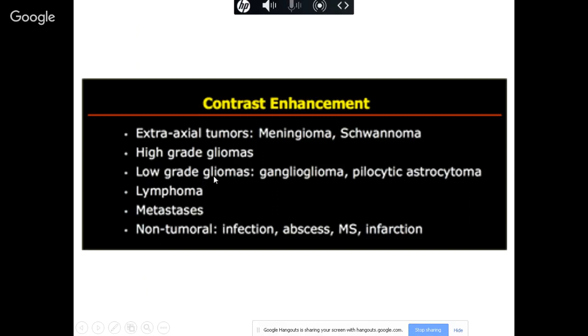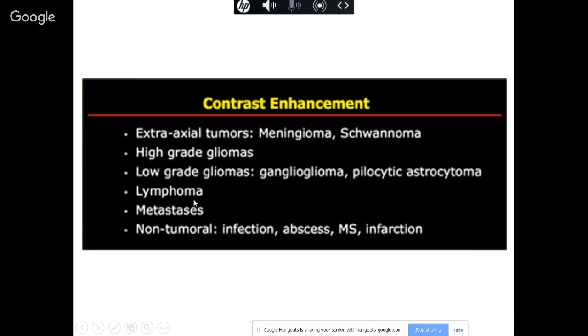This is the only exception, okay? Ganglioglioma can enhance vividly, but it is low-grade. Pilocytic astrocytoma can enhance vividly, and it is low-grade. Usually when you look at a tumor, the more enhanced, the more malignant. Two exceptions: ganglioglioma and pilocytic astrocytoma.